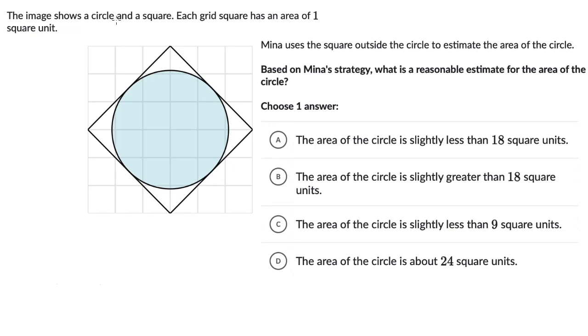We're told the image shows a circle and a square. We see that, a circle and a square. Each grid square has an area of 1 square unit. So they're talking about one of these grid squares right over here. Mina uses the square outside the circle, so this square over here, to estimate the area of the circle.